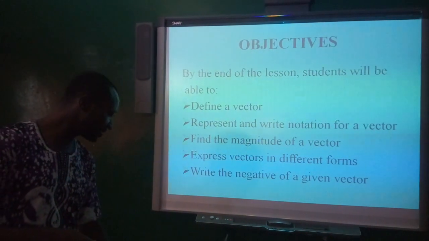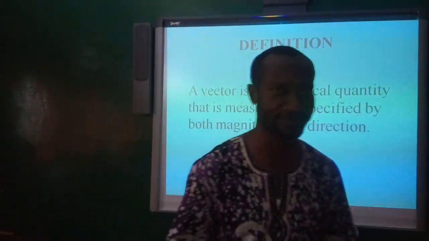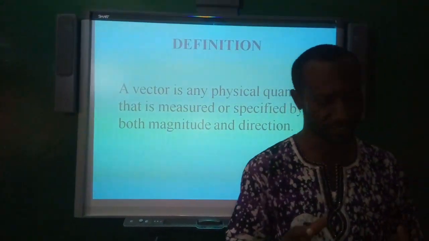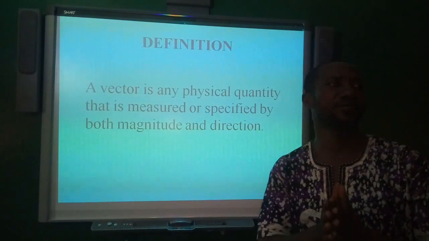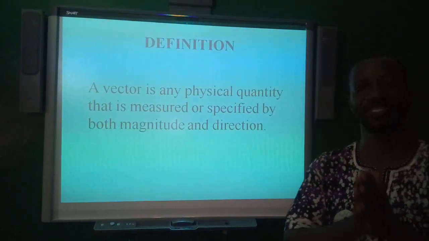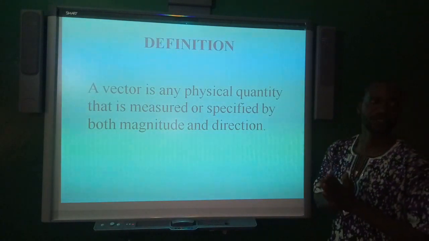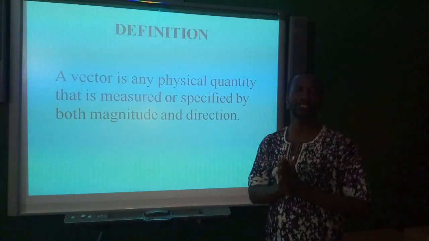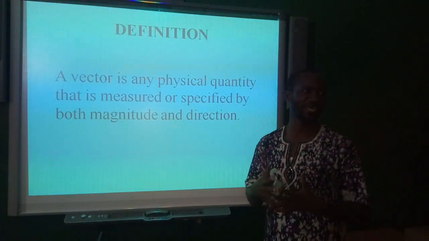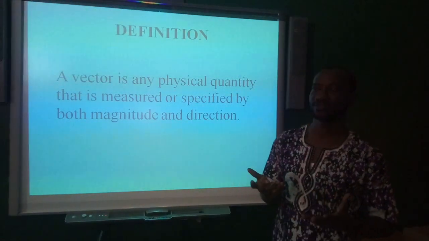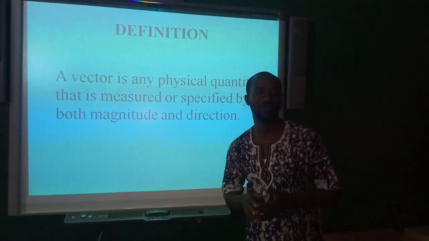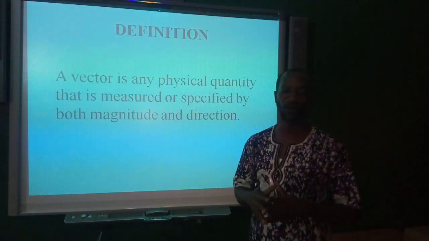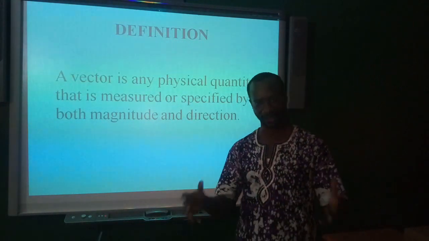So now, let's start to look at what a vector is. To define a vector, you have to look at physical quantities, or sometimes we call them measurable quantities. They are quantities or things that we can measure. What are the things that we can measure? We can measure distance, we can measure time, we can measure temperature. These are called measurable quantities or physical quantities.